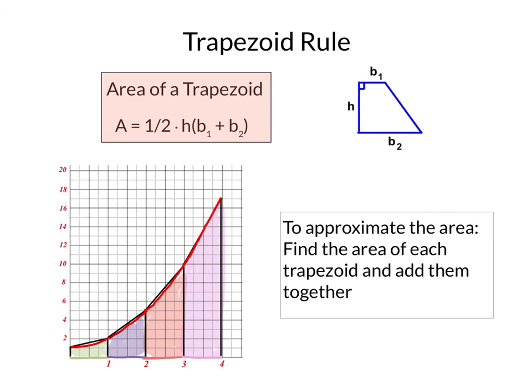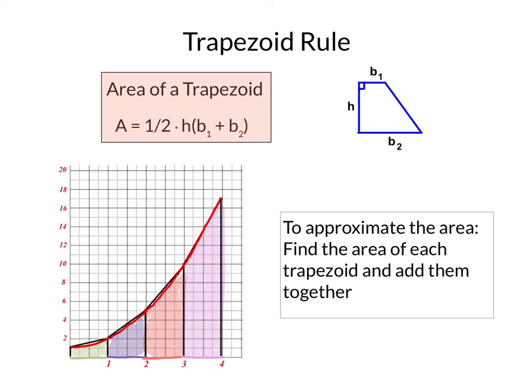Next is the trapezoid rule. There is a formula for this, but it's much easier to just memorize the area of a trapezoid and then add all of them up together like we did with the Riemann sum, instead of following the actual trapezoid rule formula. So in order to approximate the area under the curve using the trapezoid rule, you find the area of each trapezoid and then add them together.